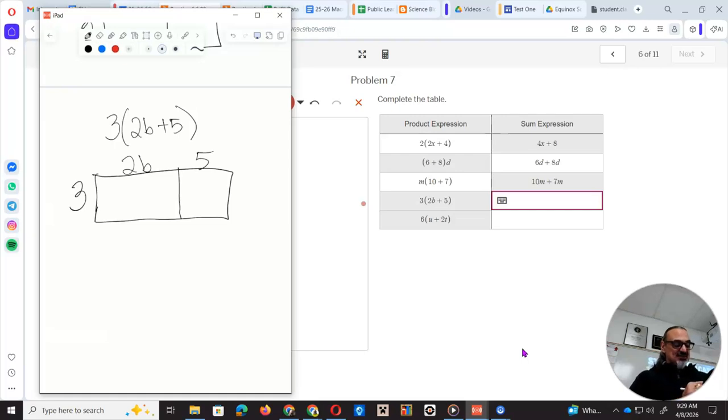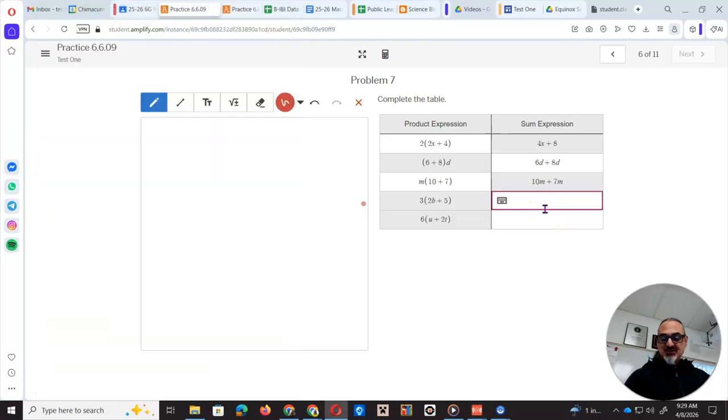Now look what we do. Let's just do length times width. 2b times 3 is 6b, and that's going to be added to 5 times 3, 15. And look, there is your answer, 6b plus 15. Ha! That's it. Isn't that great?